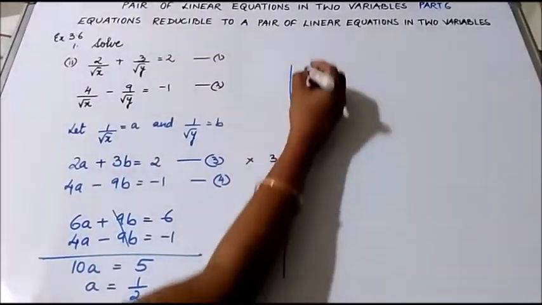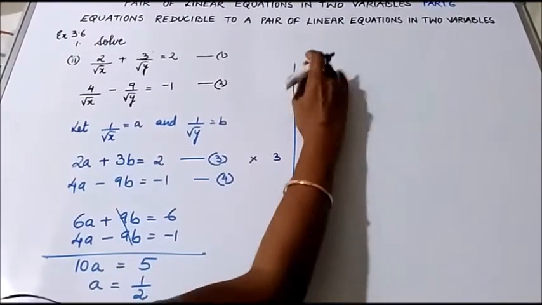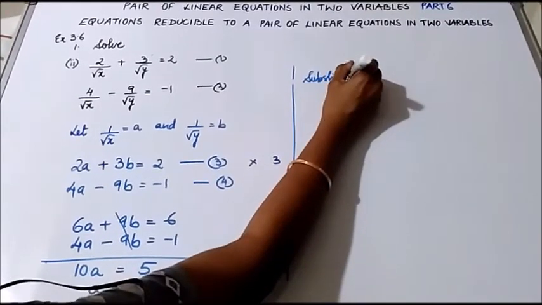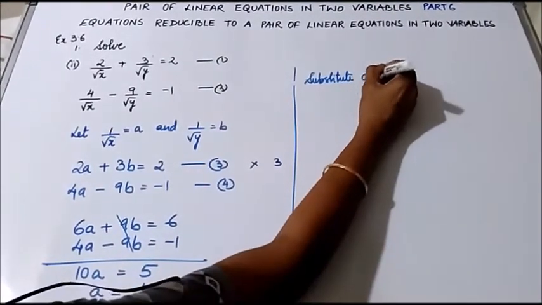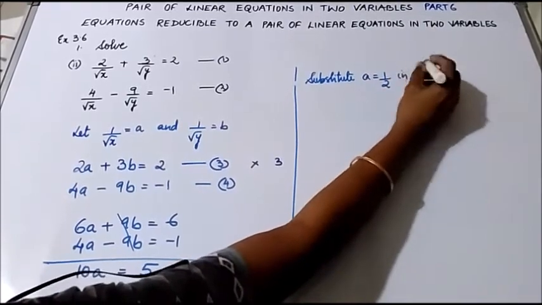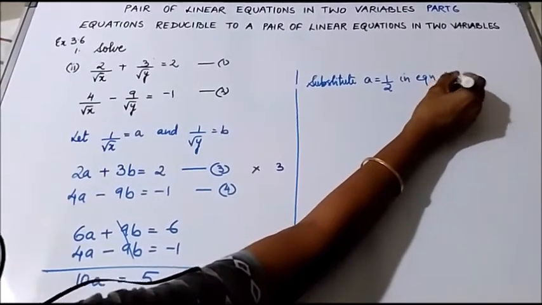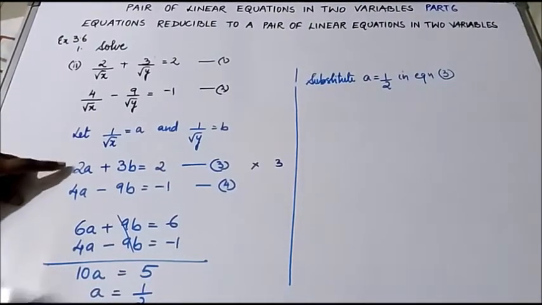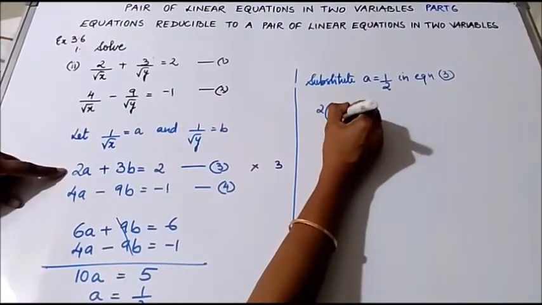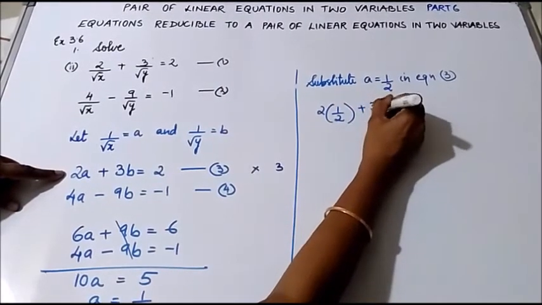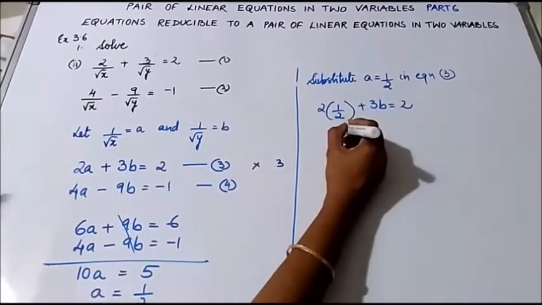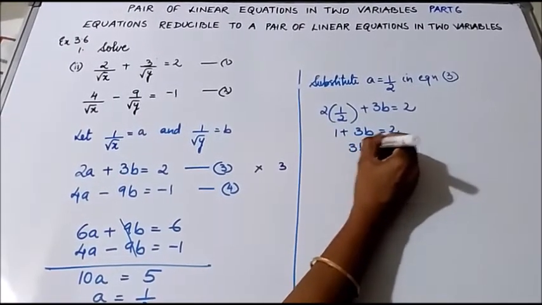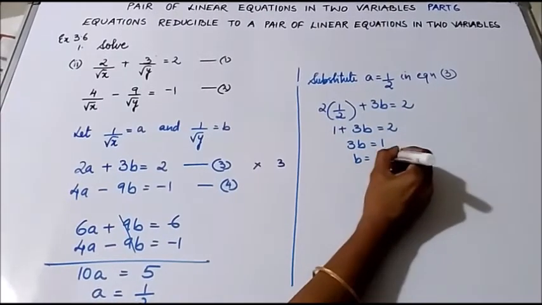Now we will substitute a equal to 1 by 2 in equation 3. In equation 3 we have 2a plus 3b is equal to 2. So it will come 2 into 1 by 2 plus 3b is equal to 2. You get 1 plus 3b is equal to 2, 3b is equal to 1, b is equal to 1 by 3.